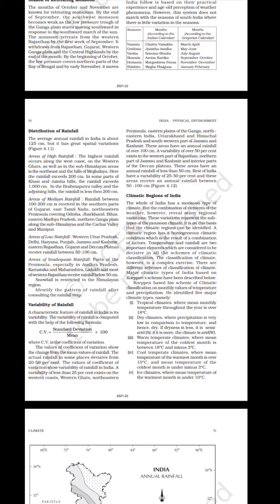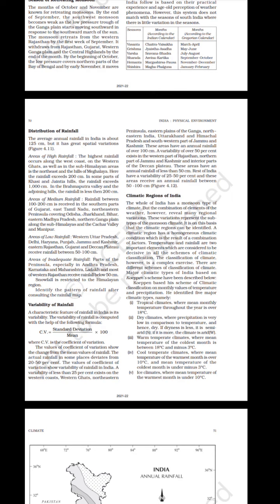A variability of over 50% exists in the western part of Rajasthan, northern part of Jammu and Kashmir, and interior parts of the Deccan Plateau. These areas have an annual rainfall of less than 50 centimeters. The rest of India has a variability of 25 to 50%, and these areas receive an annual rainfall between 50 to 100 centimeters.